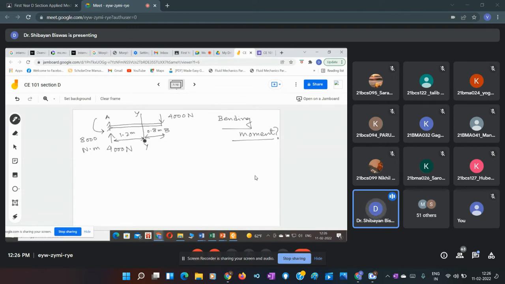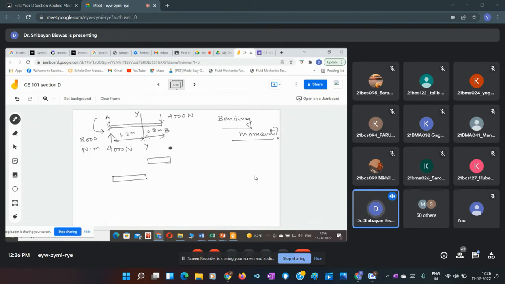So this is a section I have selected. You can select anywhere. It should be within this span, and subsequently the values you have to be consistent with. As we have considered this section from this free end, it is lying at a distance of 0.8 meter. So again, we have to assume this beam in two parts divided by the section which we have chosen. There will be one part on the right side and one part on the left side.